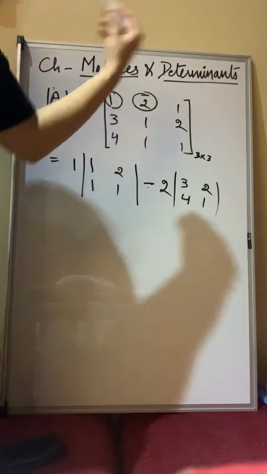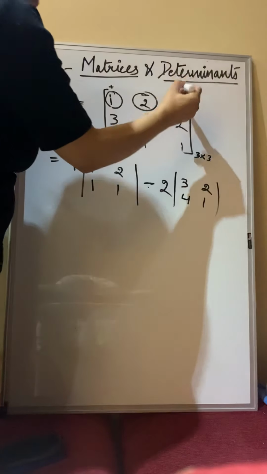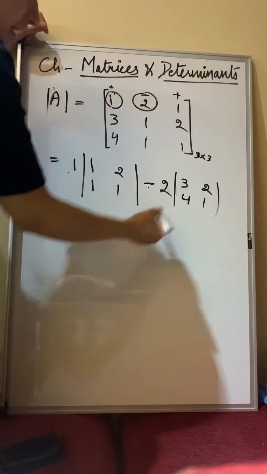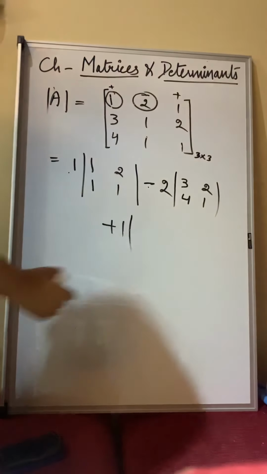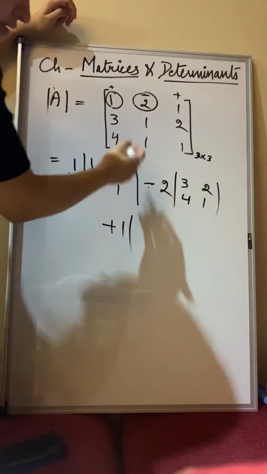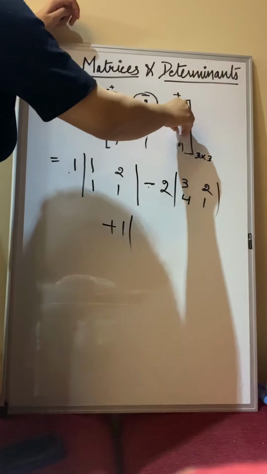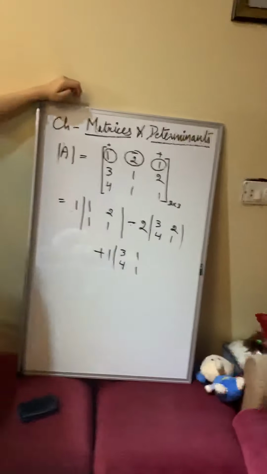So I have to take alternate signs. This was positive, this is negative, and this is positive. So 1, 2, and the next is plus 1, and I have to multiply it with the elements which are left. For this one, I have to leave this column and this row. So the rest of the elements which are left are 3, 4, 1, 1.